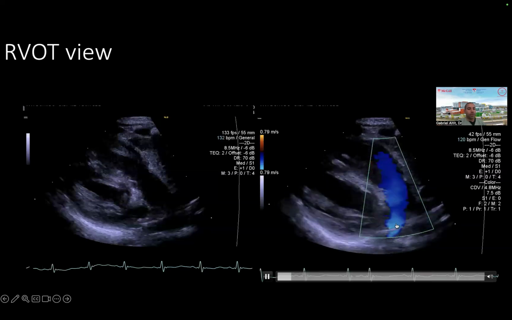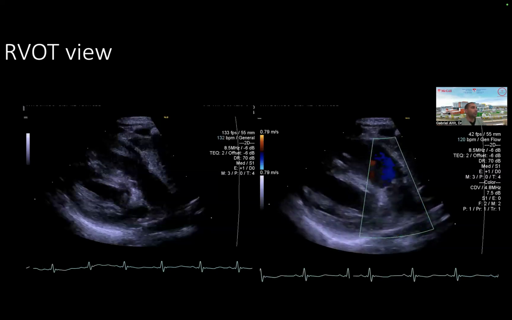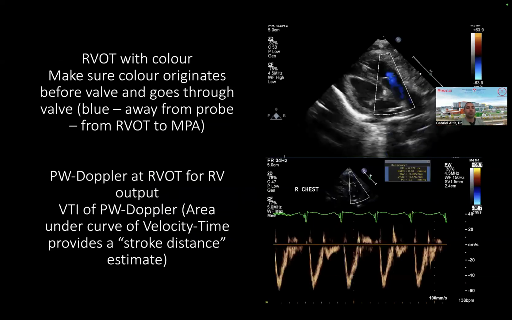And you can see that there's a bit of acceleration, and this kid probably has a bit of peripheral pulmonary stenosis. Just by the angle, because in babies it's not a Y, it's more of a T, and because of that it creates this turbulence. So typically what we would do is get a Doppler at around the valve or maybe a millimeter below the valve. And this will allow you to get a tracing of what we call the velocity time integral, which informs you on the stroke distance.